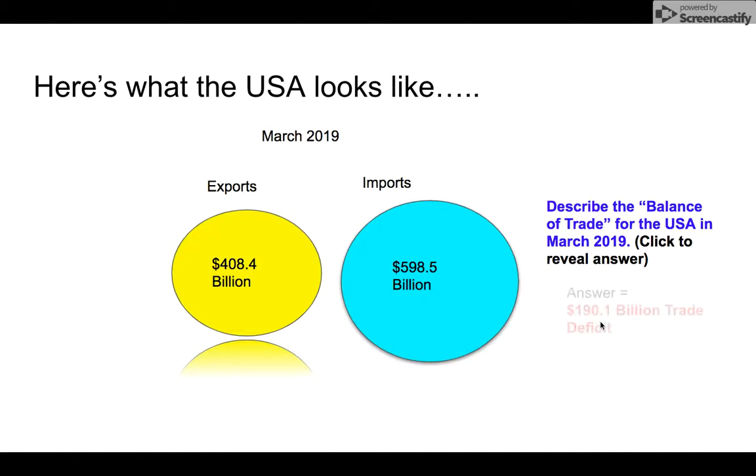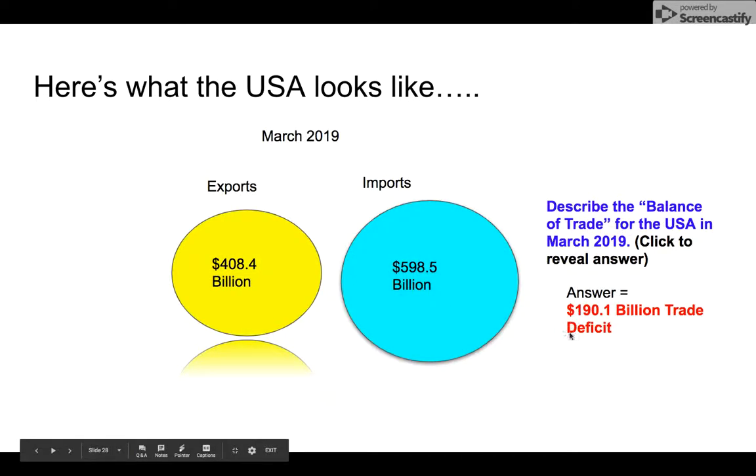Okay, now that we're back, the answer would be we have a $190.1 billion trade deficit. Okay, how did I figure that out? I took 408.4 and I subtracted 598.5 from that. The difference is negative 190.1.